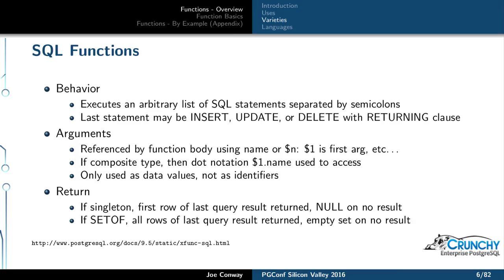If you pass in a composite type, you would reference it as $1 dot column name, essentially, or argument name dot column name. But in SQL functions, you can only use those arguments as data values, not as identifiers. So in other words, you couldn't pass the name of a table into a SQL function and then select from that table. You could do that with something like PL/pgSQL. Fortunately, we're not going to have time to get into those kinds of examples in this class. I think Jim Legensky gave a talk on PL/pgSQL. Hopefully you saw that, and he probably went into that kind of detail.